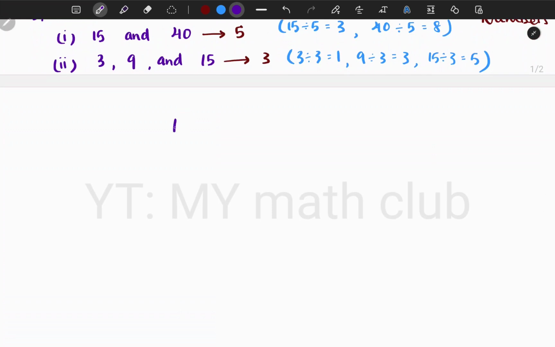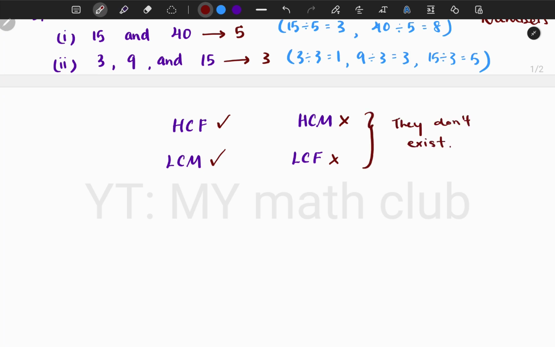On a final note, there's just one last thing that I want to clarify, which is that you have LCM, lowest common multiple, and HCF, highest common factor. There is no such thing as a lowest common factor or a highest common multiple. So just take note of that.